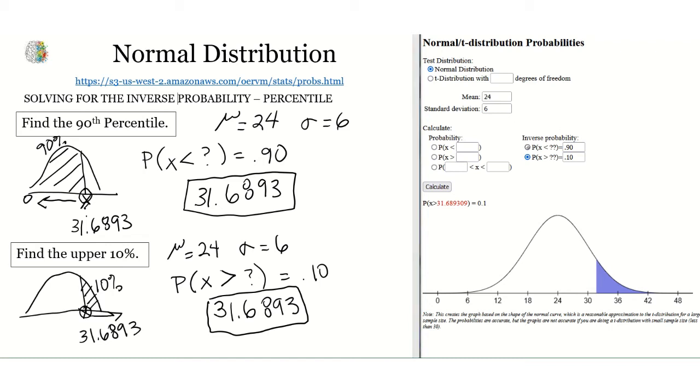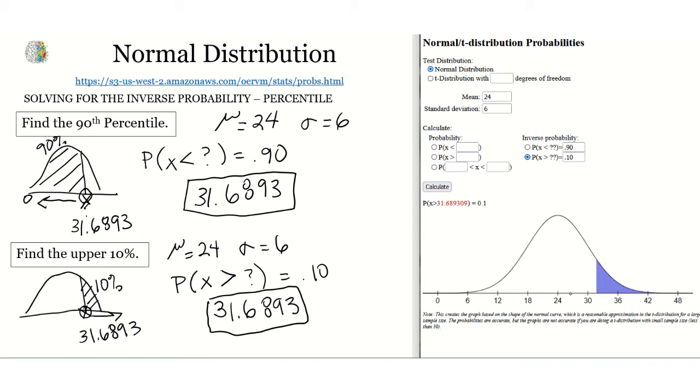And you'll notice that if I hit calculate, the numbers are going to be exactly the same. If I switch to the 90th percentile, it's going to be shaded on the left. If I go to find the upper 10%, it's going to be shaded on the right. But that value that it's rotating on, that x value, is exactly the same. So you want to pay attention to how your questions are worded. That's going to help you to know which of these inequalities that you're looking for, and also your graph.